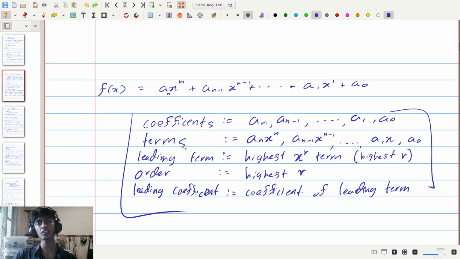In here we learned a certain bunch of words. The coefficients are all the numbers in front of the powers of x. The terms are the coefficients times their corresponding powers. The leading term is the term with the highest power of x. The order is that highest power of x. The leading coefficient is the coefficient of the leading term.